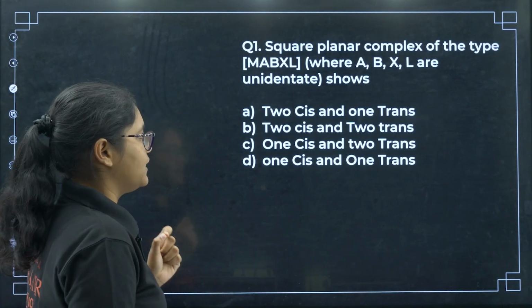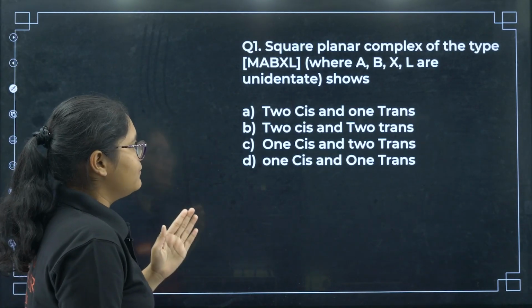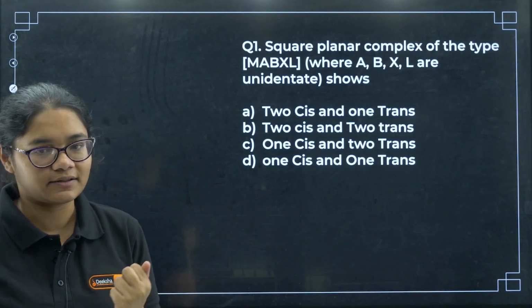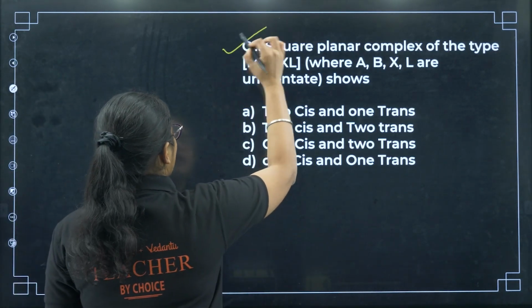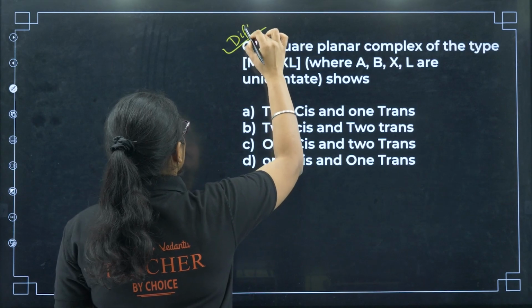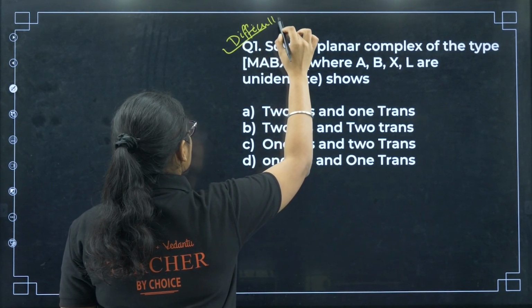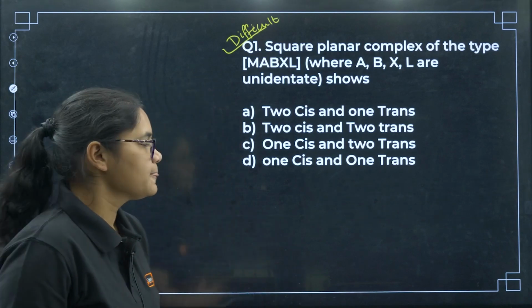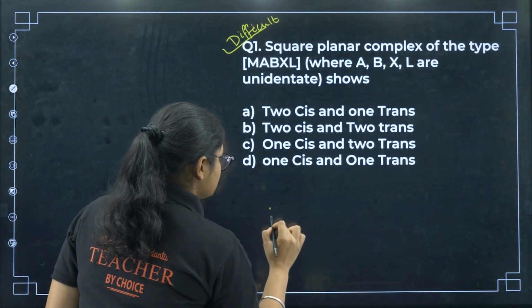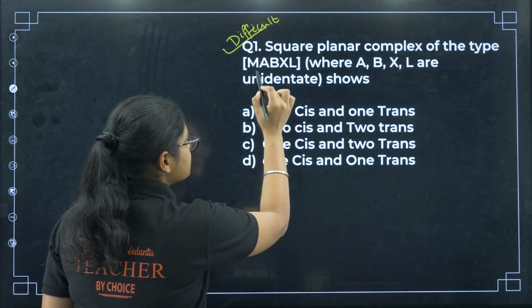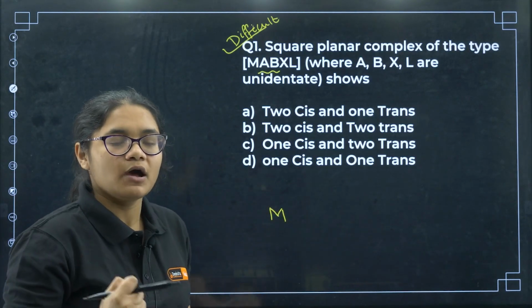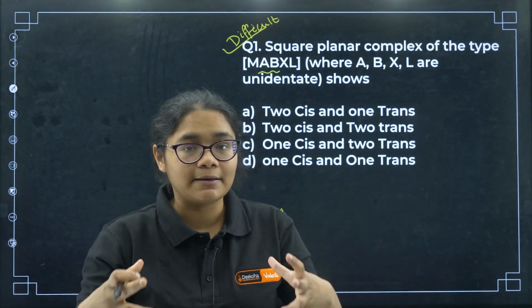The square planar complex of the type MABXL shows dash. How many types of isomers are there? I will mark this as a difficult question. Although it is there directly in your book, I find that many of you might not know this one. You should imagine that A and B are one type of ligand, meaning they can be halogens or belong to the same category.